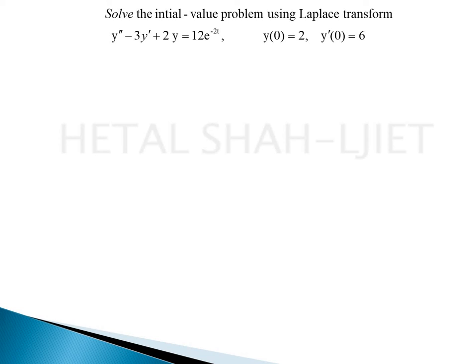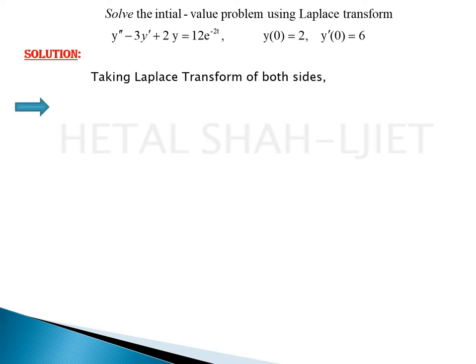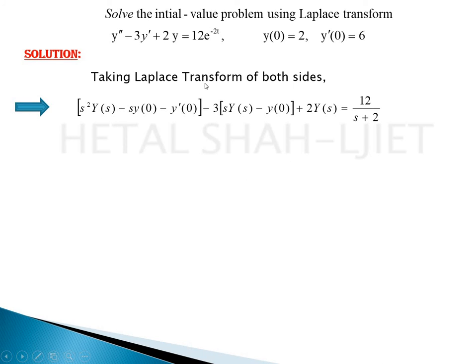Let's check one more example. Solve the initial value problem using Laplace transform for this equation with the initial condition. Taking Laplace transform of both sides. This is the formula of Laplace of y double dash, minus 3 times Laplace of y dash, plus 2 times Laplace of y.